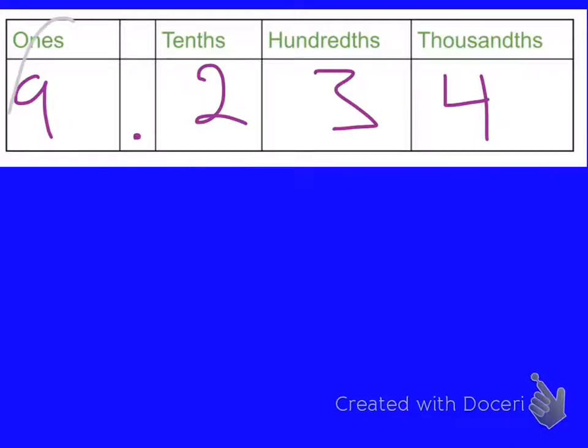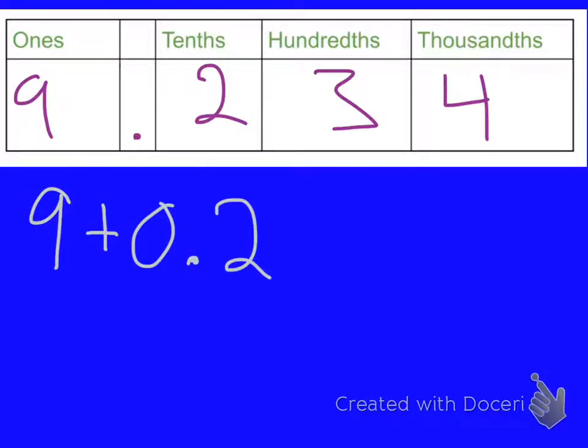So we're going to start in the biggest place value, which right now is the ones place. We're going to start with our 9. Okay, we'll put our plus sign in between. We're going to add that to 2/10. So we have to write 2/10. We have to put our 0 in front with our decimal. Okay, we're done with that.